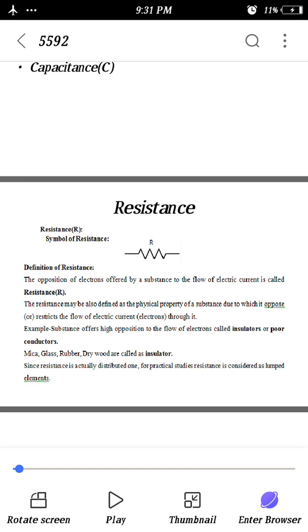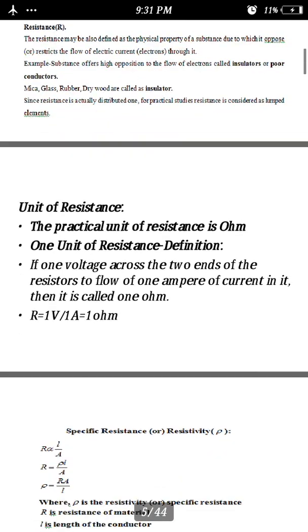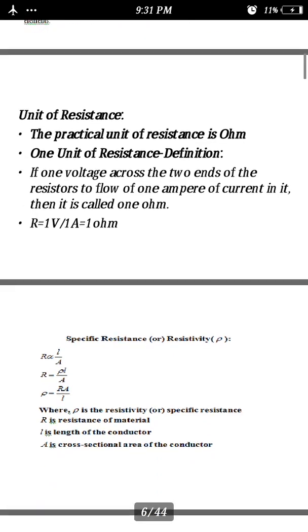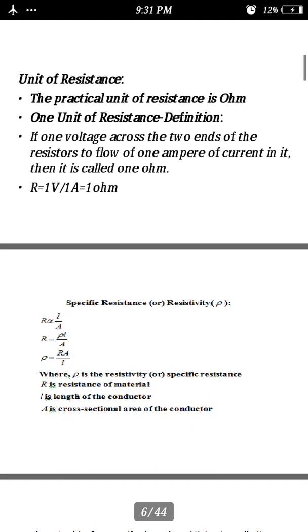Resistance is actually a distributed quantity, but for practical purposes we consider it as a lumped element. The unit of resistance is the ohm. It is defined as follows: if 1 volt across the two ends of a resistor causes 1 ampere of current to flow in it, then the resistance is called 1 ohm. So R is equal to 1 ohm.